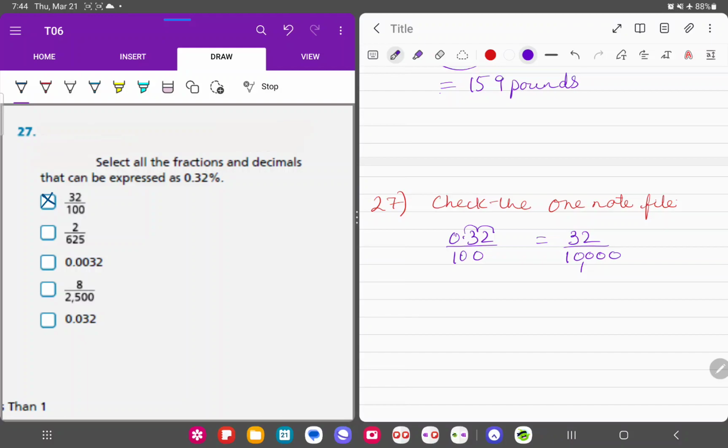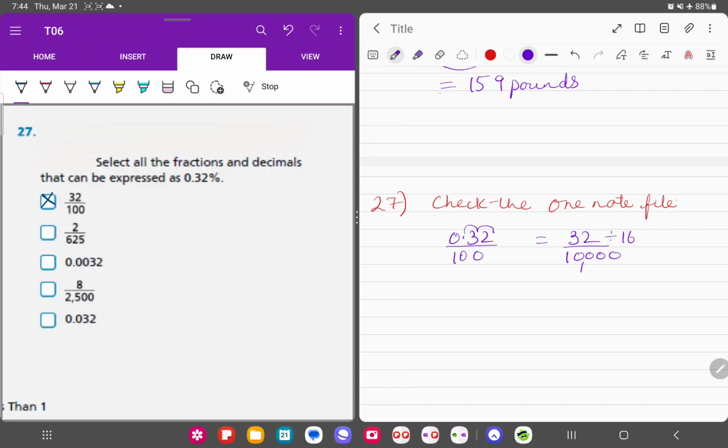Now you have 32 over 10,000. Let us see if we can simplify it. Let's see if the second case is possible. Now 32 divided by 2 is 16, so I can say 32 can be divided by 16. Okay, but can I divide 10,000 by 16?